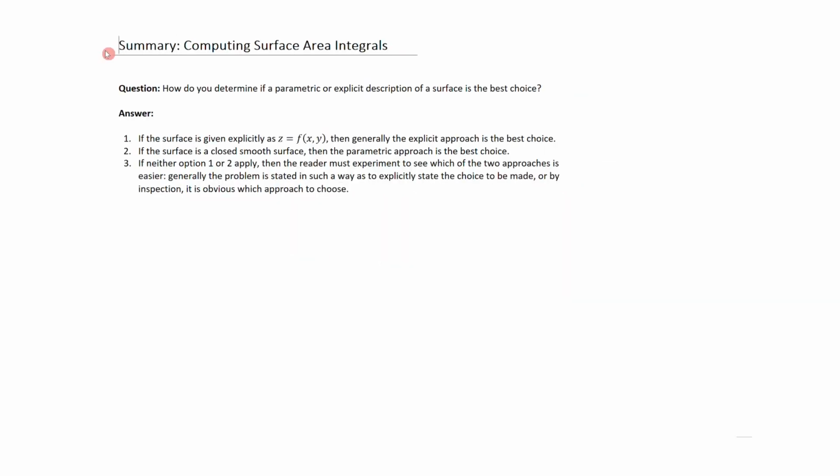All right, so let's do a general summary in terms of computing surface area integrals. And a question that quite often arises is, how do you determine if a parametric or explicit description of a surface is the best choice? And so I've given 3 answers here. First is that if the surface is given explicitly as z equals f as a function of x, y, then generally the explicit approach is the best choice. On the other hand, if the surface is a closed smooth surface, then the parametric approach is the best choice.